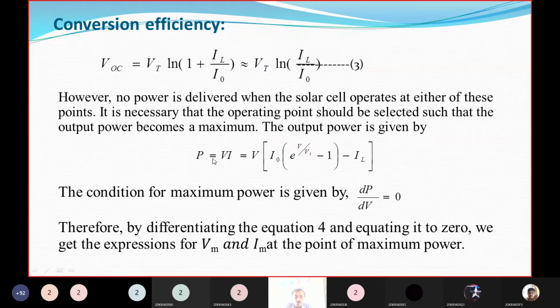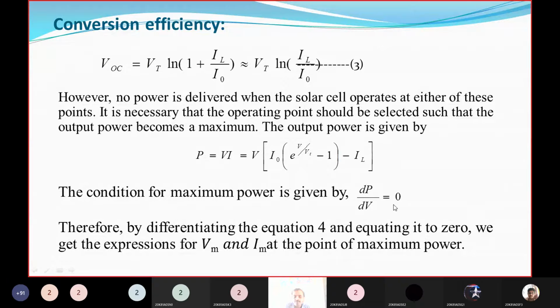And power. We know that formula, power is equal to V into I. So this is the equation for power. Now, what is the maximum power condition? Maximum power condition means if power becomes maximum, then if you differentiate it, that will be 0.